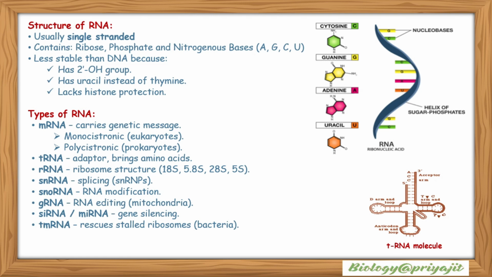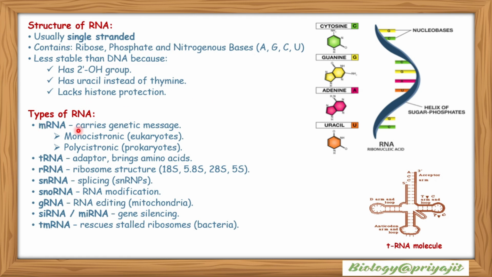So now we should go for the structure of RNA. Usually the RNA is single stranded. It contains ribose, phosphate, and nitrogen bases. There is A, G, C, and U. There is no thymine. They are less stable than DNA because RNA has a 2' OH group, which is susceptible to the RNase enzyme. It has uracil instead of thymine, and it lacks histone protection.